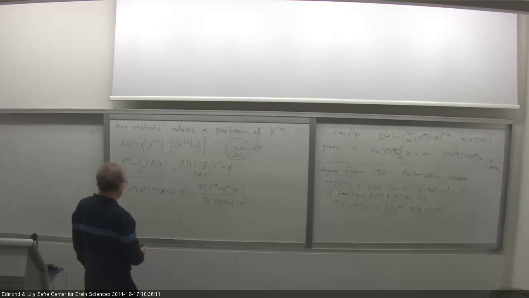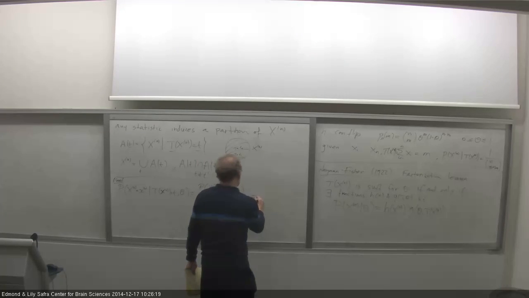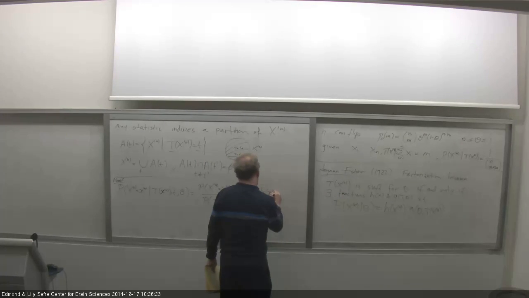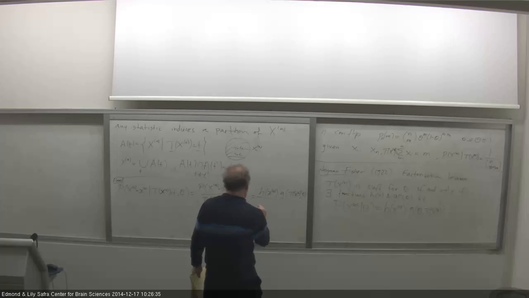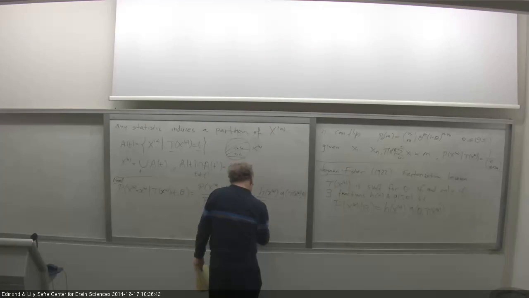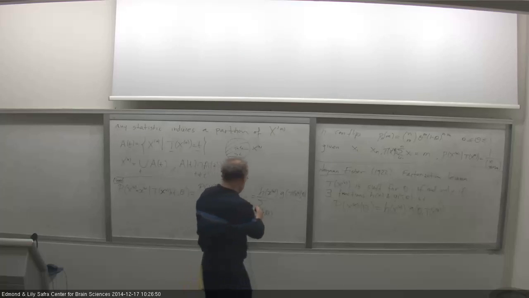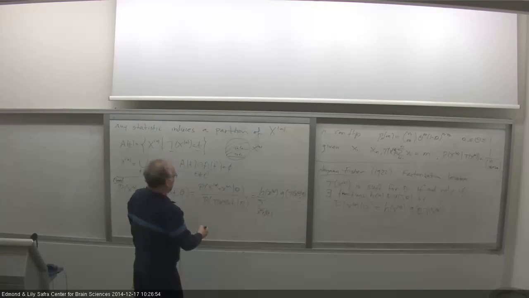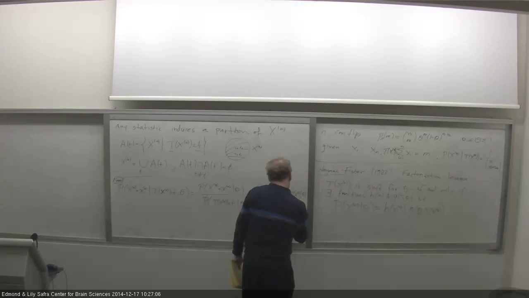But now I simply use my factorization lemma. By the factorization property, this is a function h of xn times this g of the statistic and theta. And the denominator is the sum over all the samples in this A of t. What is the probability of a sample being in this set? The sum of all possible samples that achieve this value of the statistic: h of xn prime times g of t of xn prime and theta.